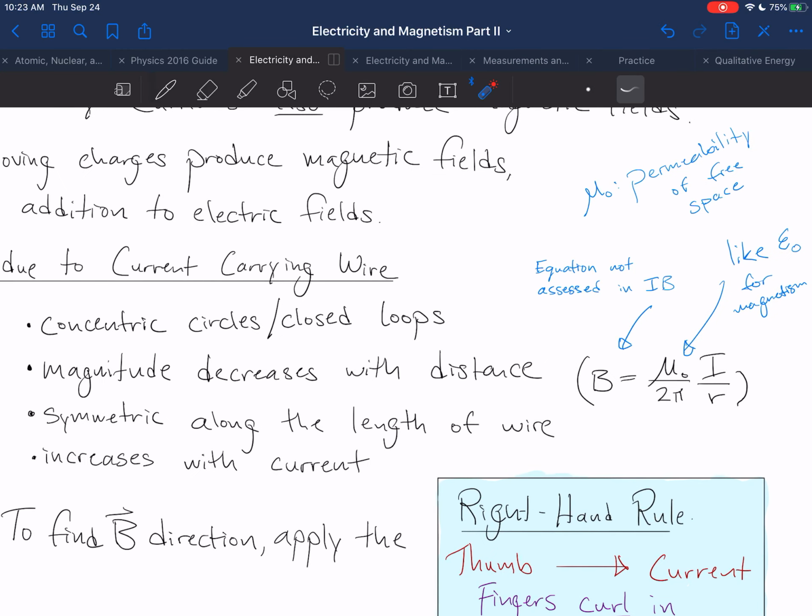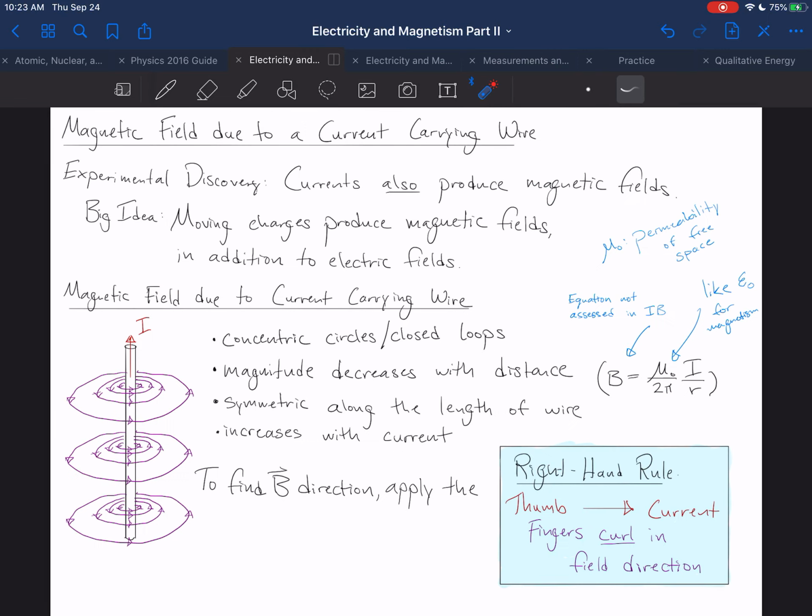Notice that the magnitude of the magnetic field is proportional to the current. So if you increase the current, you increase the magnetic field, and it's directly proportional to the current. And it's inversely proportional to the distance away from the wire. Notice, not the distance squared, just the distance. So as you go further away, the magnitude of the magnetic field drops, but it's only a 1 over r formula and not a 1 over r squared formula.